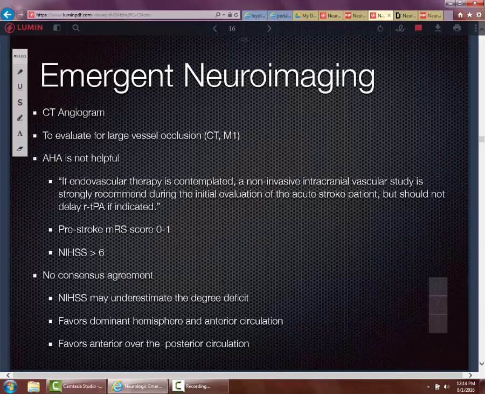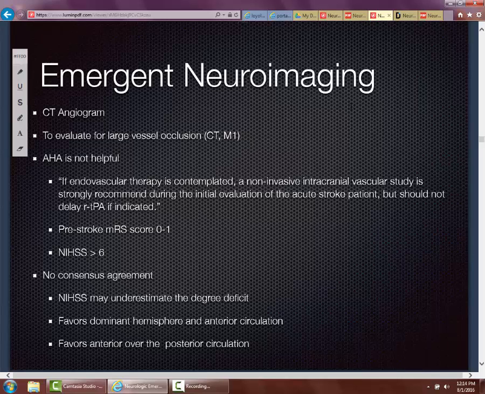So this is something that's changed in the last year and a half: we frequently obtain CT angiography, and it's to evaluate for what's called the large vessel occlusion. And this is known as the carotid terminus occlusion or a proximal middle cerebral artery occlusion, or an M1 occlusion.